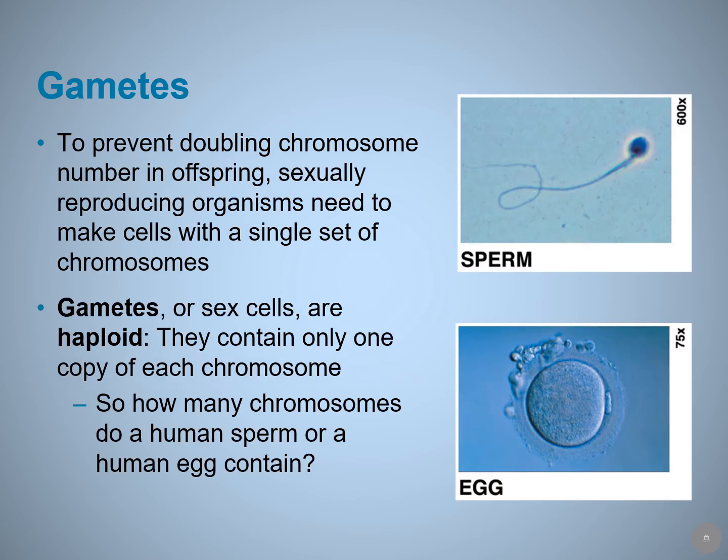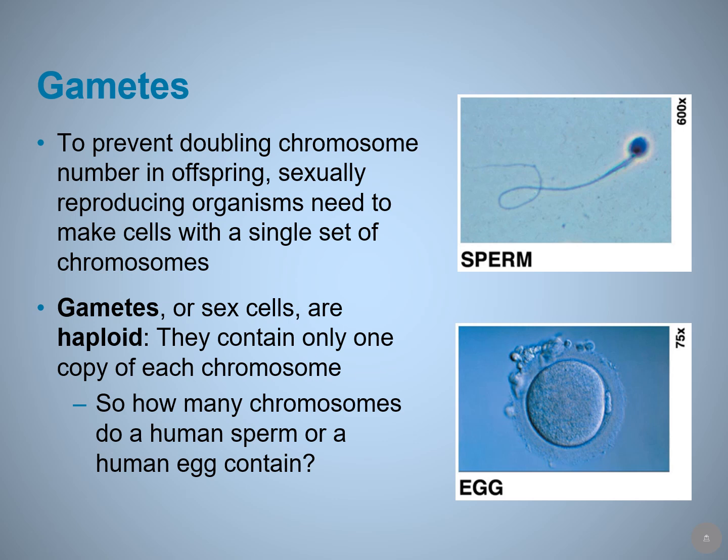So what are gametes? In order to prevent the doubling of chromosome number, sexually reproducing organisms have to make cells with a single set of chromosomes. This means that the two components that come together for sexual reproduction have a single set of DNA coming from each parent. So sperm have 23, and eggs have 23 chromosomes. When you add 23 plus 23, that's where you get the 46 chromosomes.